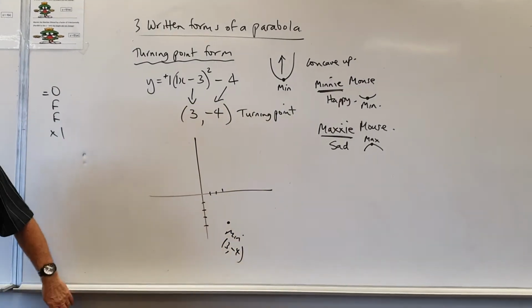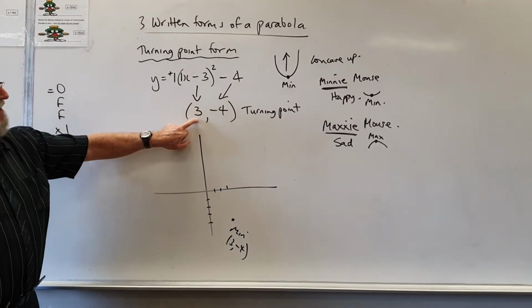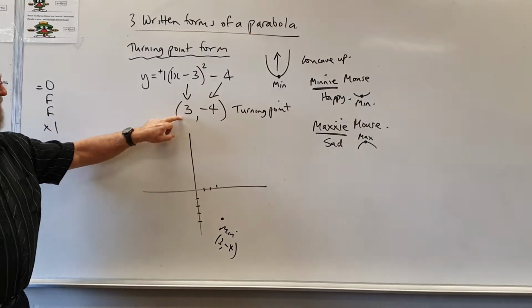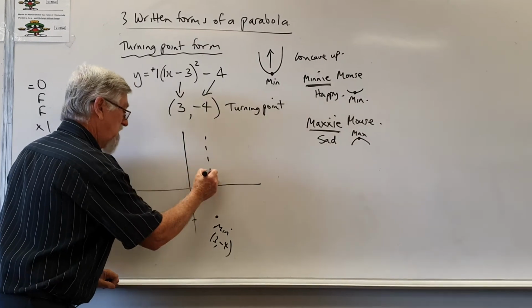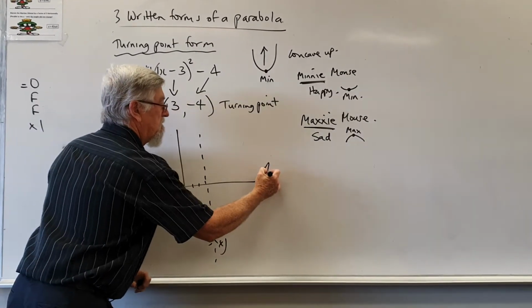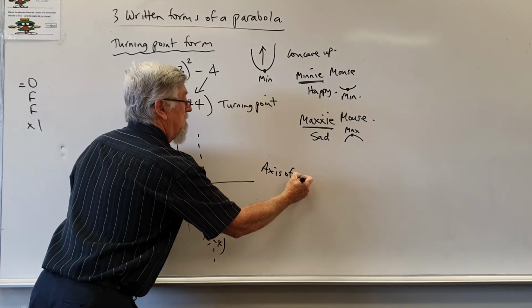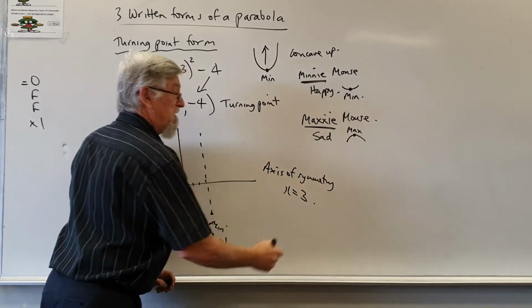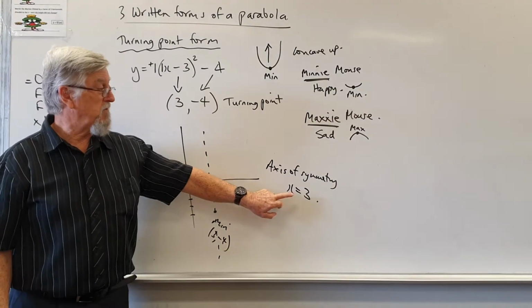What else does that tell us? If that's the min, it's also the axis of symmetry. So our axis of symmetry is, some people talk about the line of symmetry, and that's x equals 3. And again, don't forget to put the x equals 3.